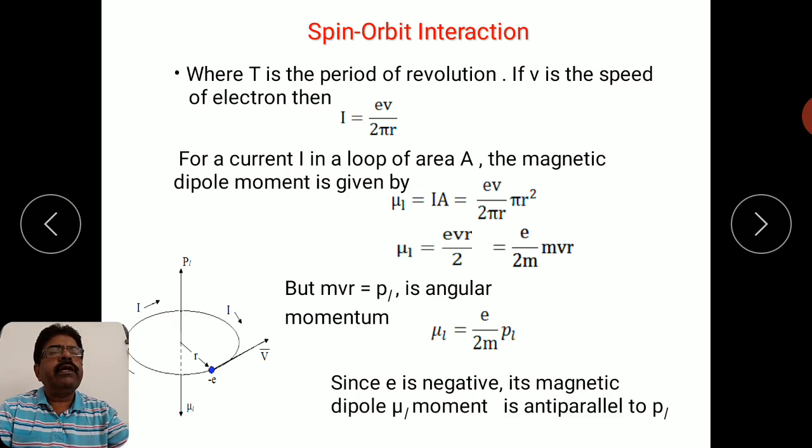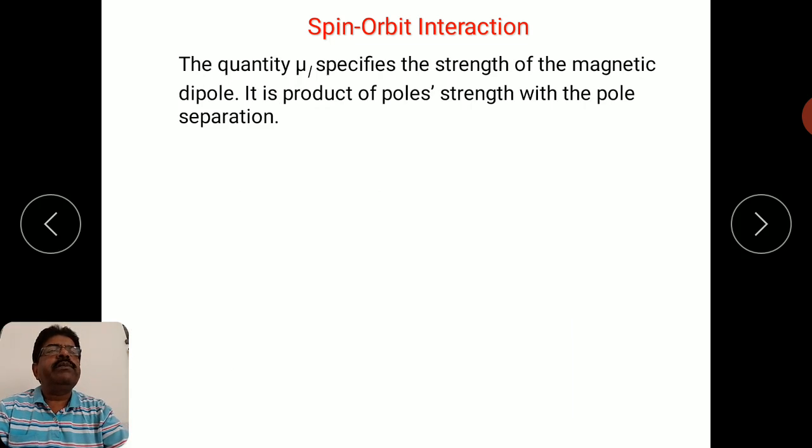In this diagram we have shown p_L, the angular momentum because of the circular motion of the electron, and μ_L, the magnetic dipole moment. These two vectors are in opposite directions. Because the electron's charge e is negative, its magnetic dipole moment μ_L is anti-parallel to the angular momentum vector p_L, as shown in the diagram. The quantity μ_L specifies the strength of the magnetic dipole.